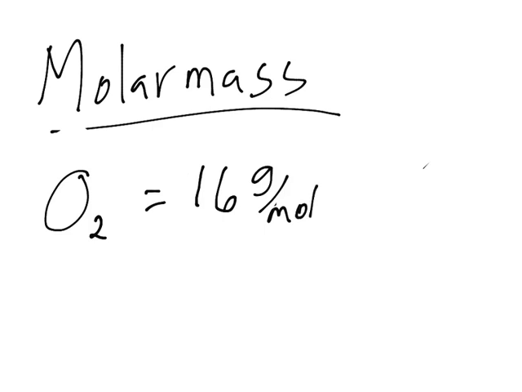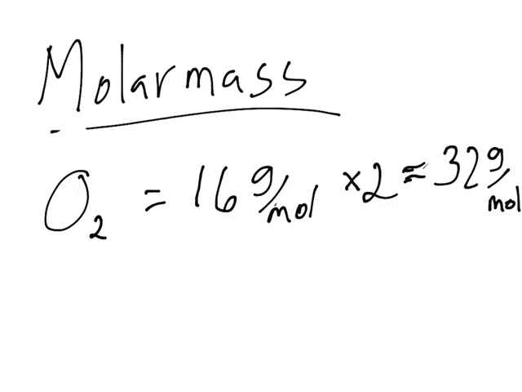And you have to multiply that by the number of times you have that element. Now, because oxygen is diatomic in its elemental form, you have to multiply that by 2. So roughly the molar mass of oxygen in its diatomic form would be 32 grams per mole.